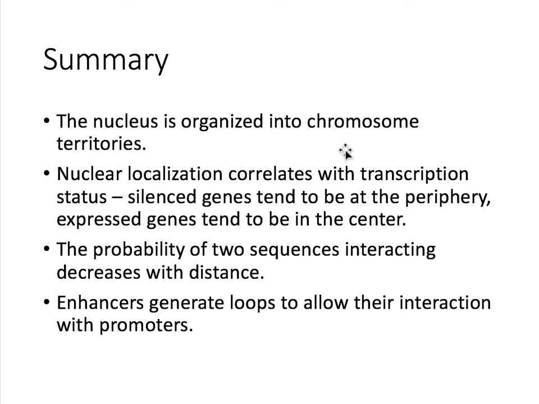In summary, the nucleus is organized into chromosome territories. Nuclear localization correlates with transcription status. Silenced genes tend to be at the periphery, expressed genes tend to be in the center. The probability of two sequences interacting decreases with distance, and enhancers generate loops to allow their interaction with promoters.